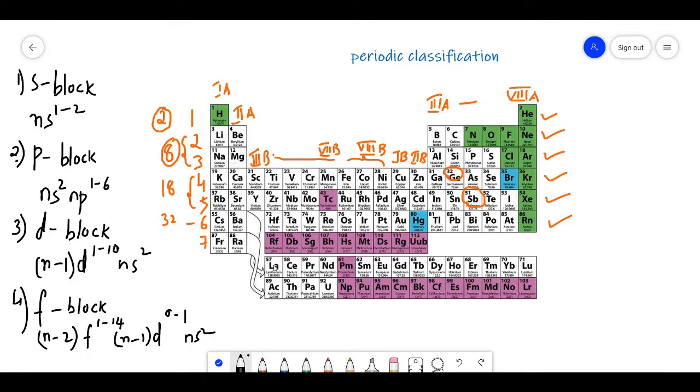After lanthanum, from cerium to lutetium, they come under the F block. The same way, thorium to lawrencium come under the F block. So this is the 4F series and this is the 5F series. This is all about the classification of elements into blocks. So this is a complete picture of the periodic table.